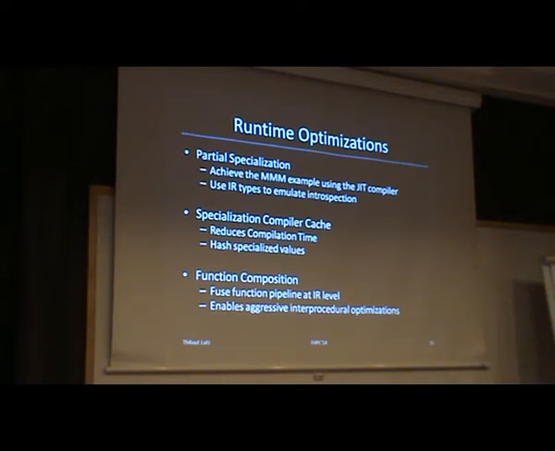And finally, we can do things like function composition. So if you call a sequence of lambda functions, in the JIT compiler we can create a new function from scratch, and then inline all the calls into one newly created function, and do aggressive interprocedural optimization in order to optimize the entire sequence, and then call this unique lambda instead of calling a sequence of functions.